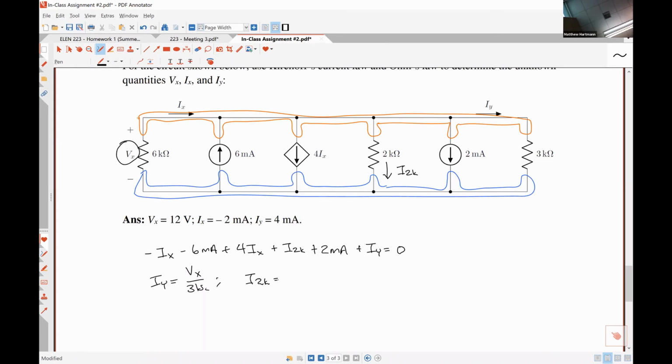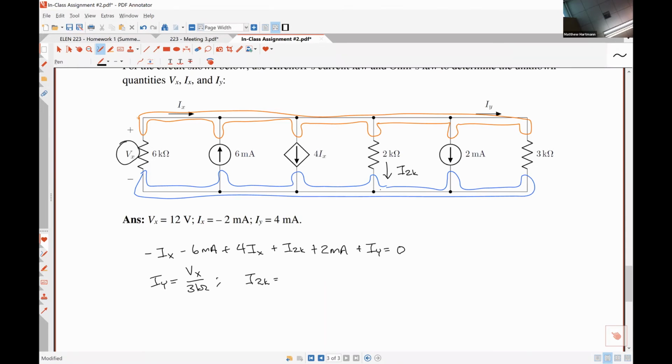Somebody else tell me what that one's going to be. Vx divided by 2k ohms? Right, because it's the current flowing through the 2 kilo ohm resistor. So it'll be the voltage drop over the 2 kilo ohm resistor. Actually, maybe I should have explained that a little bit better.